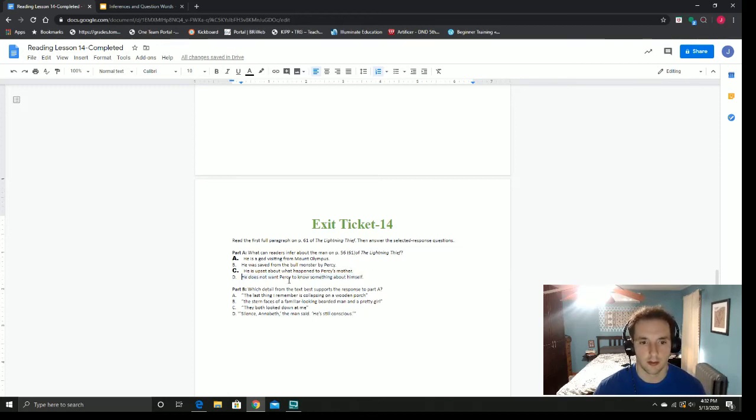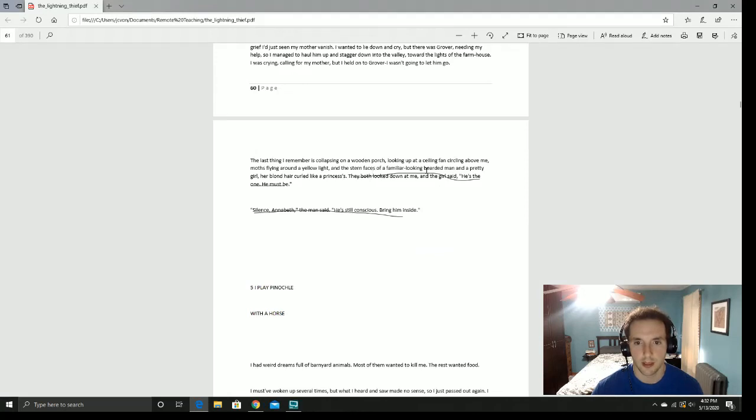Now here it says he does not want Percy to know something about himself. This makes a lot of sense because right here Annabeth says, I'm guessing it's Annabeth because it sounds like Annabeth, the girl said, "He's the one." "He must be." The one what? Okay, so Percy doesn't know. We don't know. But apparently Annabeth knows what he is, the one. But this man tells Annabeth to be quiet because he's still conscious, which means he's still awake.